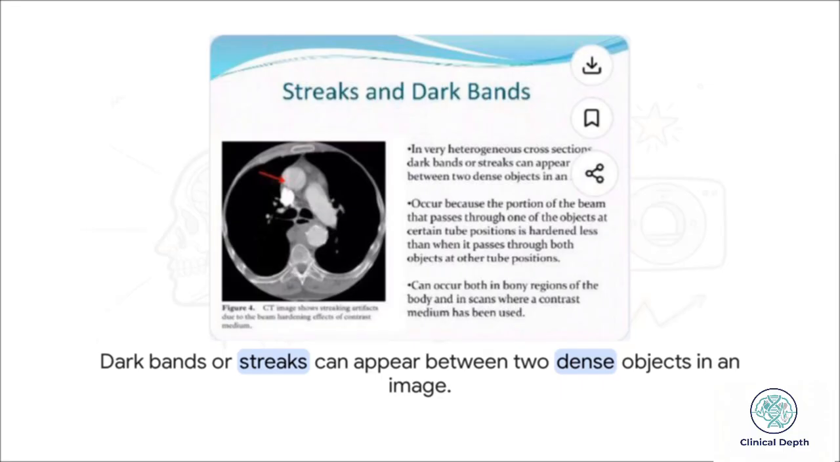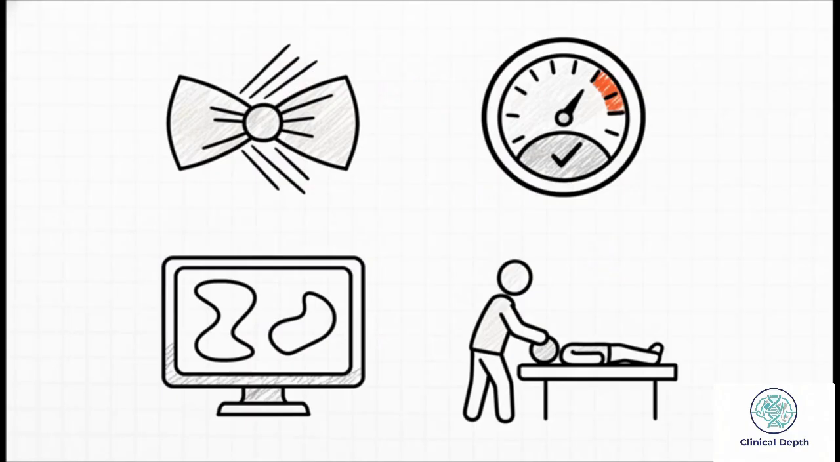And here's what it looks like in the wild. When that beam has to pass through really dense stuff like bone, it gets hardened unevenly. The result? You get these weird dark bands or streaks, often appearing between two dense objects. You can see it plain as day in this chest scan right here.